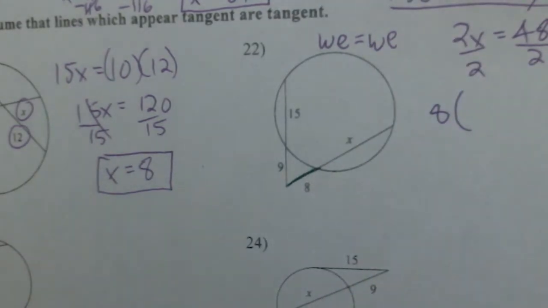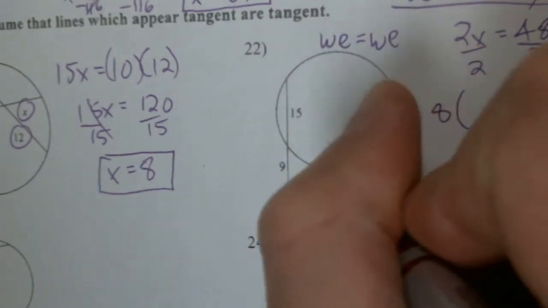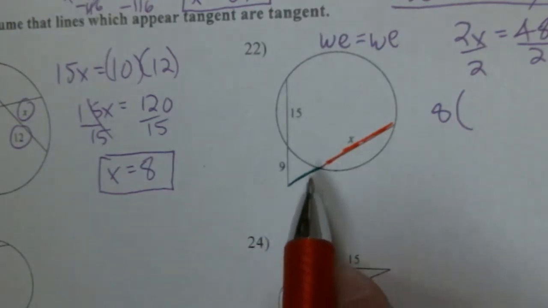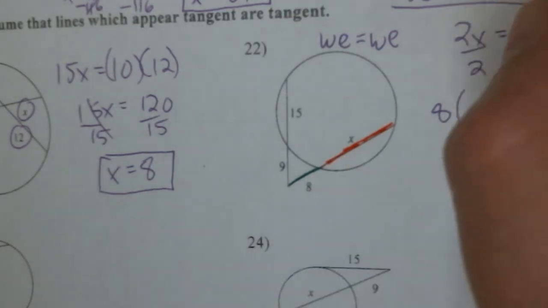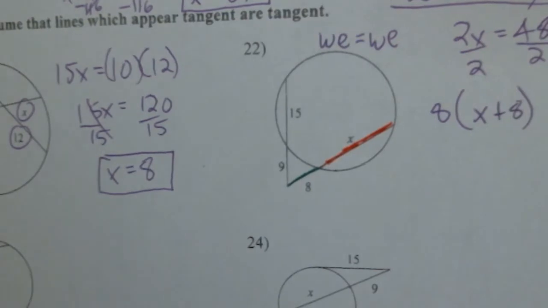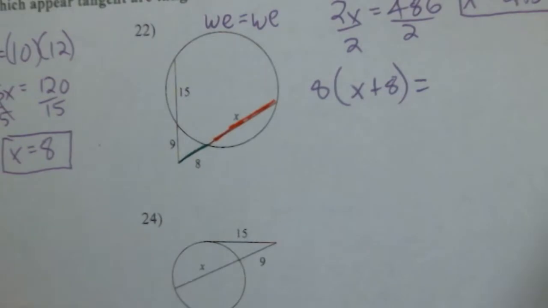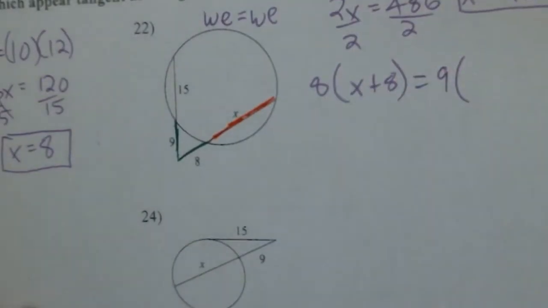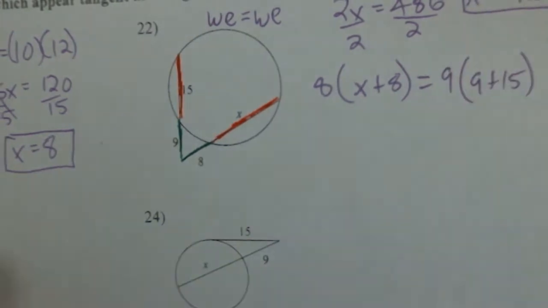Think about it, I've got two different pieces of string. I've got a green piece of string that's a length of 8, and a red piece of string that's a length of x. To find the whole length of the string, I have to add the green piece plus the red piece. So when you multiply the exterior piece times the whole, it's going to be 8 times x plus 8, the whole length. That's going to be equal to the other exterior piece, 9, times the whole, green plus red, which is 9 plus 15.